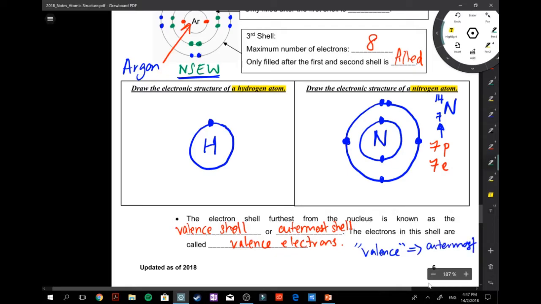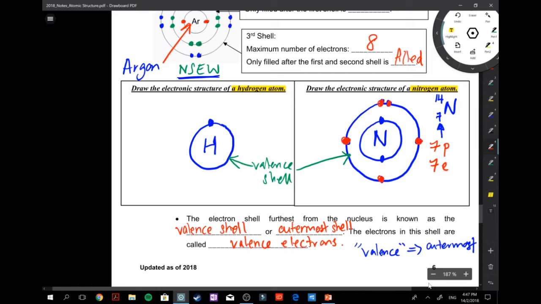So if you take a look at the structures that you saw just now, the outermost shell for the hydrogen atom is actually this shell. This is the valence shell for the hydrogen atom. And for the nitrogen atom, the valence shell is the outermost shell, which is this one. This means that all these electrons that you see over here, that I am now shading in red, are what we call the valence electrons of the nitrogen atom, because they are on the outermost shell.